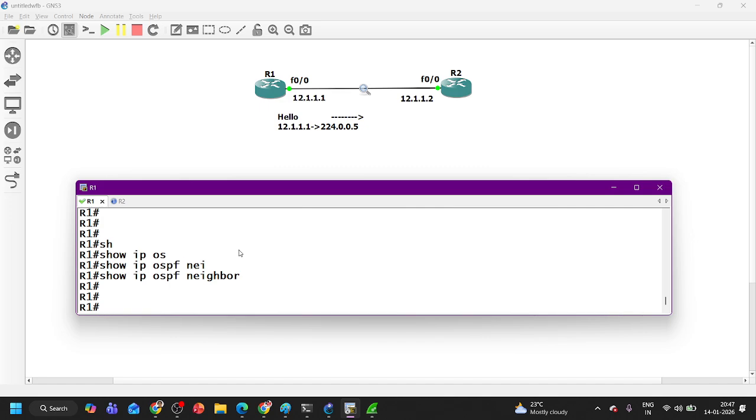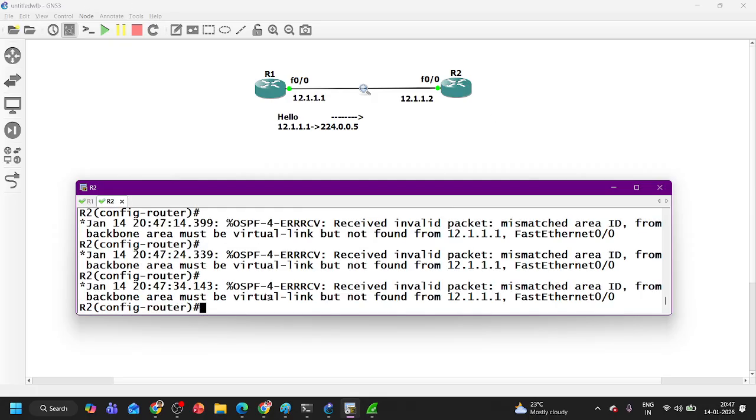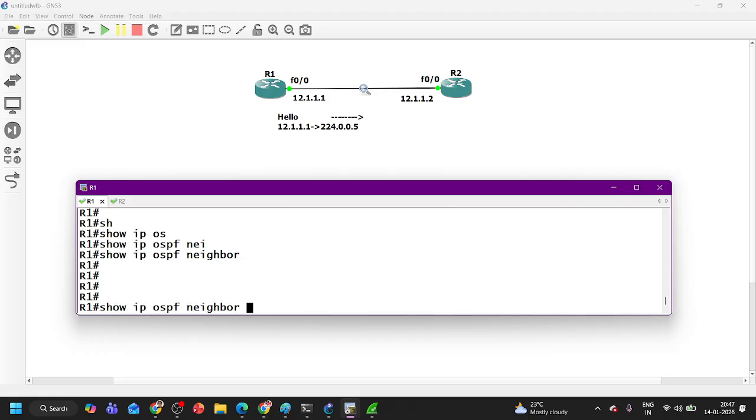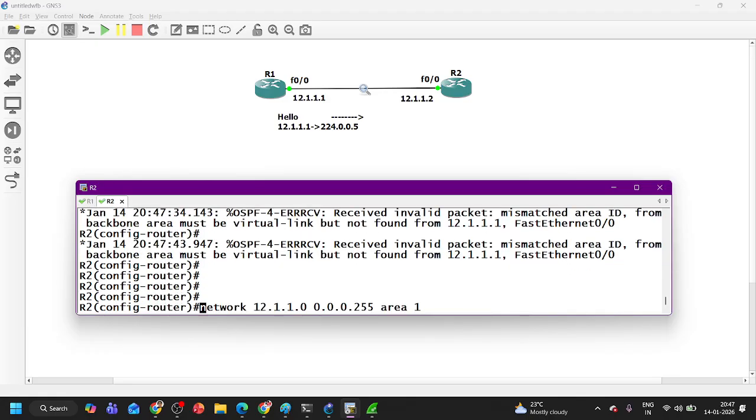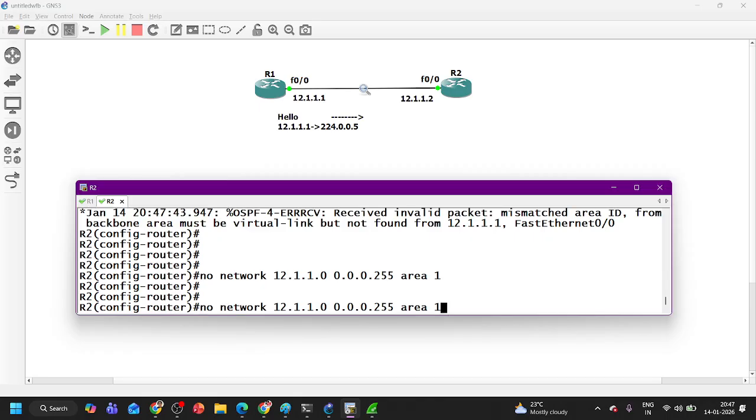Between two regular areas, a backbone area must be there, area 0, right? We'll understand that later. First, understand the basic neighborship parameters. So here we still don't have neighborship because the area ID is not the same. I'm going to correct it. Say no here and configure the network with area ID 0.